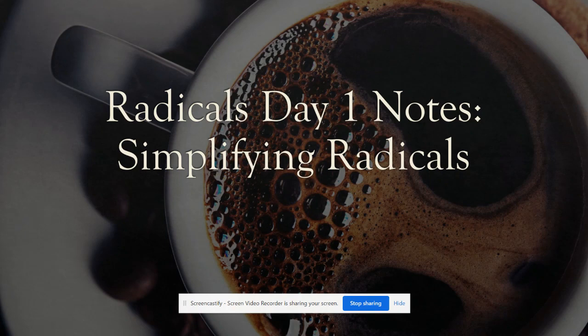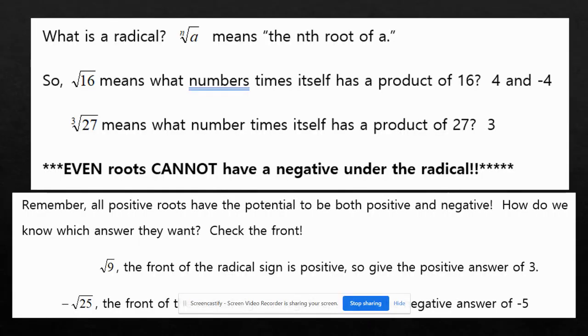Hello, everyone. We are going to start our brief review of radicals, beginning with what is a radical and how can we simplify something. A radical has this radical symbol here, and this means the nth root of a.